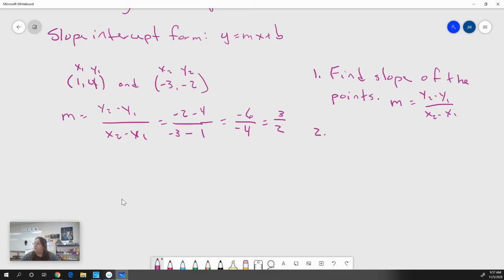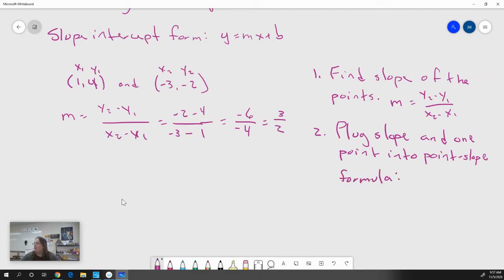Our next step, plug slope and 1 point into, get this, the point slope formula. Crazy that we would call it that. It is y minus y1 equals m times x minus x1.